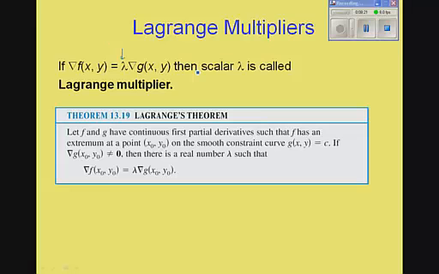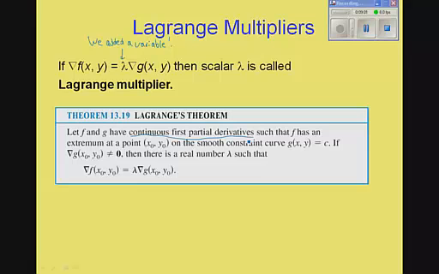And the idea is we added a variable right here. We're going to add the variable lambda. And then we will get the situation we want. So here's the theorem. Can you always do this? No. You need the following. You need f and g to have continuous first partial derivatives. Of course, most of the functions we've had, that's true. Okay, we'll call it a nice function then.